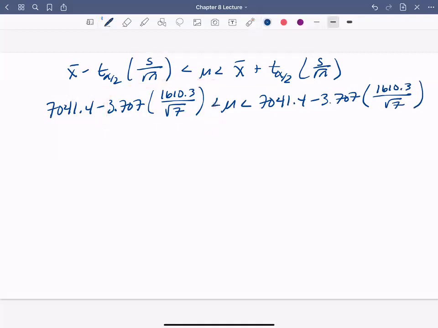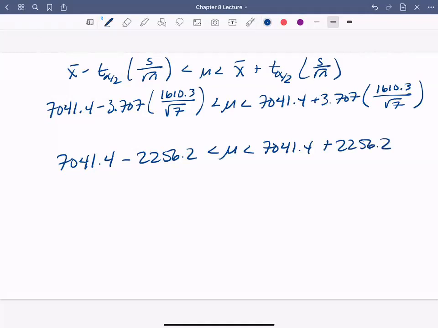Calculator here. So 7041.4 minus 2256.2 less than mu, less than 7041.4. Oh, sorry, that should be a plus 2256.2. Subtract, and you get 4785.2 less than mu, less than 9297.6.